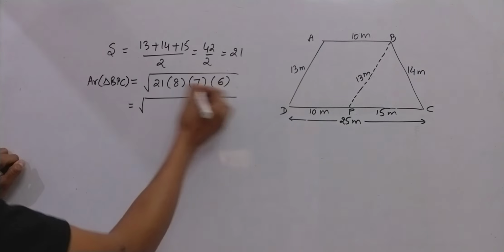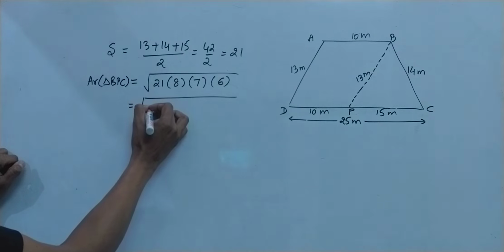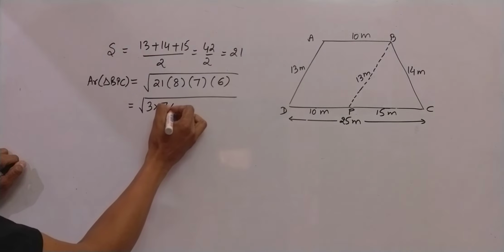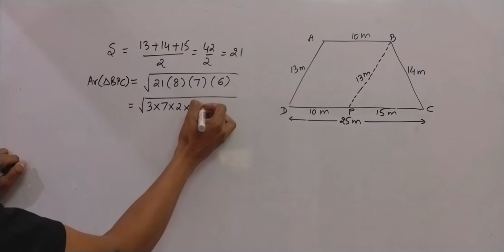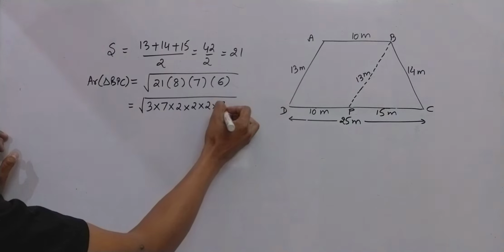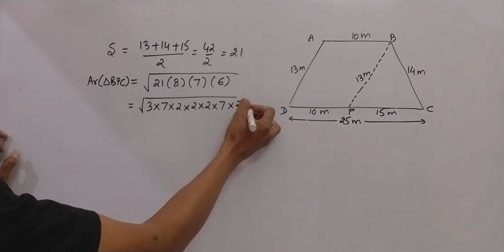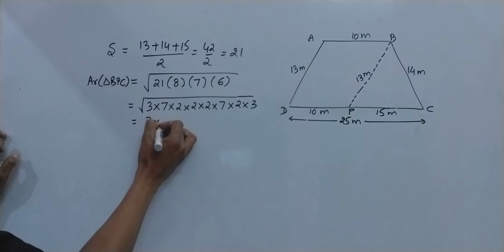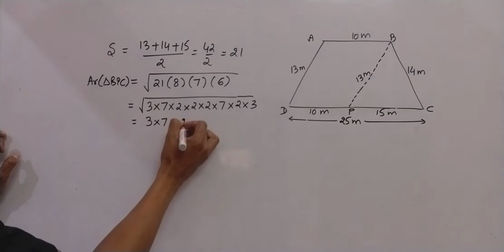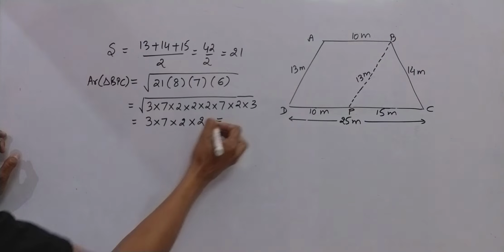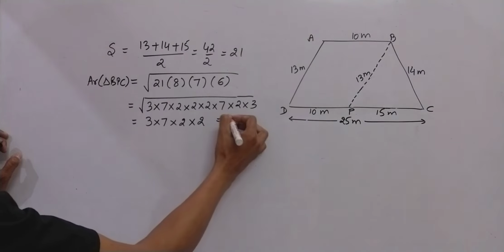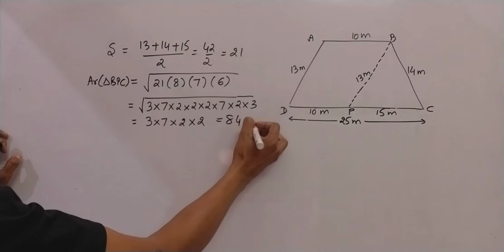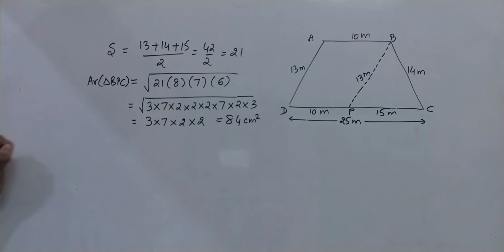How do I find the square root of this? Just make factors. 21 is 3 into 7. 8 is 2 into 2 into 2. 7 is a prime number, and then 6 is 2 into 3. You need to do this very quickly. Now make pairs and bring all the pairs outside. This will be 21 into 4, 84 centimeters square. This is the area of triangle BPC.